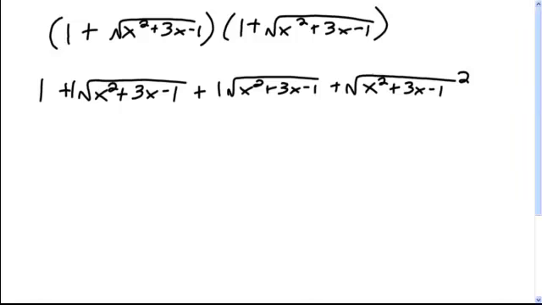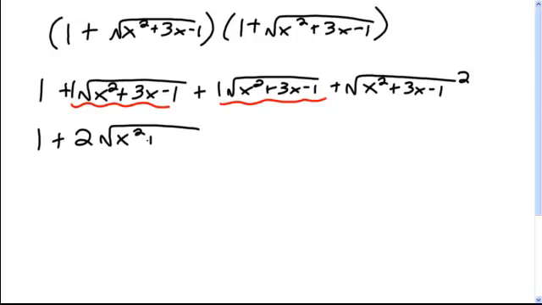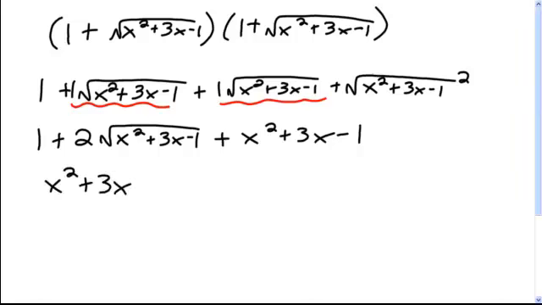So when I simplify this down, I have 1 plus, I have one of these and one of the same things, so 1 plus 1 is 2 square roots of x squared plus 3x minus 1. And then the last part, I square that square root, which gives me x squared plus 3x minus 1. I'm going to do one more step and combine this together before I move it back into my problem. So x squared plus 3x, the 1 and the negative 1 cancel, plus 2 square roots of x squared plus 3x minus 1. So that's the quantity I'm going to bring over onto the other side.